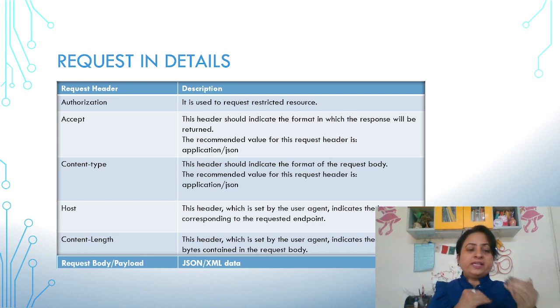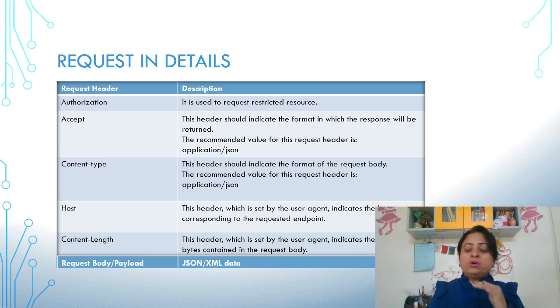First is the header, which has all these attributes. Then we have the payload or request body. The body can be in JSON format or XML format. So these are the two categorizations of a request.